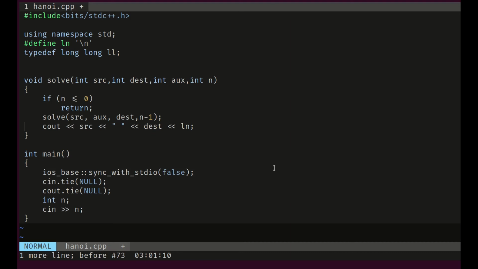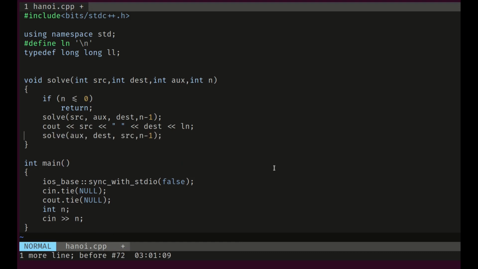After this, we are left with a sub-problem that is similar to the original problem. The only difference now is that our disks are placed on the auxiliary stack instead of the source stack. So we need to solve our problem for n-1 disks placed on the auxiliary stack, and we will need to move them to the destination stack using the source stack. So that would translate to this. And this is pretty much it.